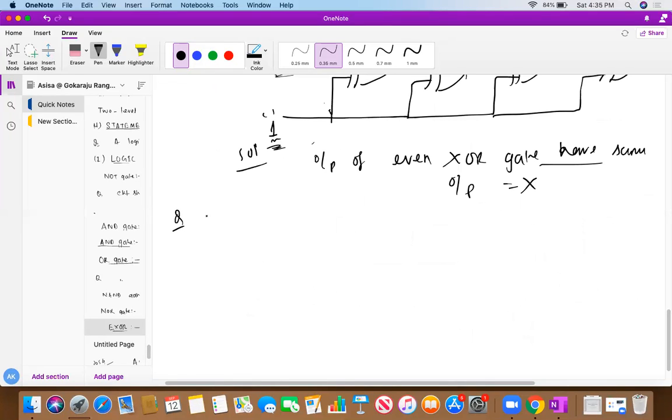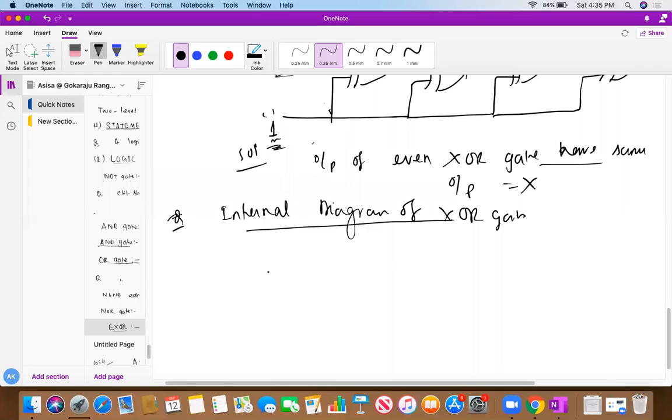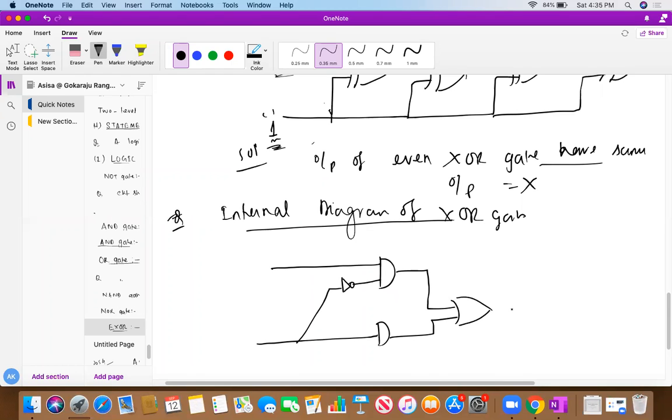Another question I'll do, but before that I'll tell you another thing: the internal diagram of the XOR gate. How is it actually? Please check here. Inside the XOR gate it will be like this.